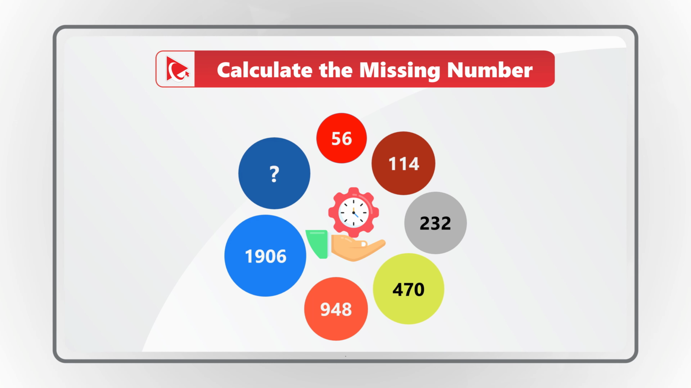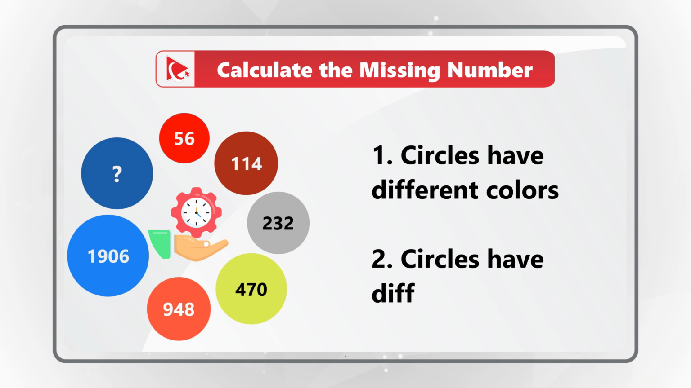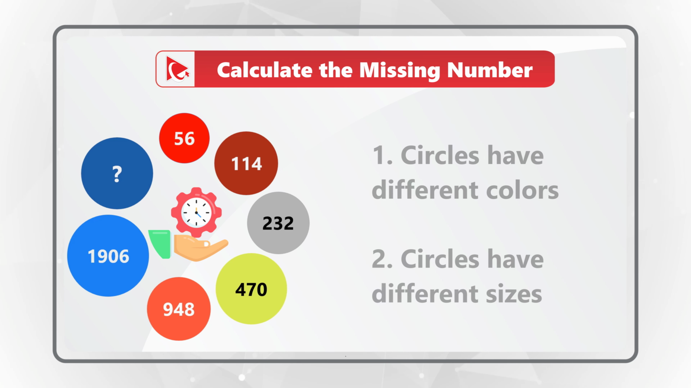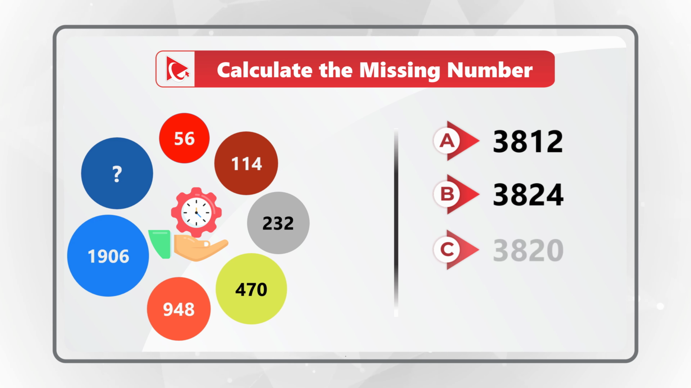What's interesting about this problem is that all circles have different colors, and some circles have the same size, and other circles have different sizes. But regardless, you need to select one of the following four choices. Choice A, 3812. Choice B, 3824. Choice C, 3820. And then choice D, 3800. As I mentioned, this is a tricky problem, but regardless, I'm moving forward to reveal the final solution to you.